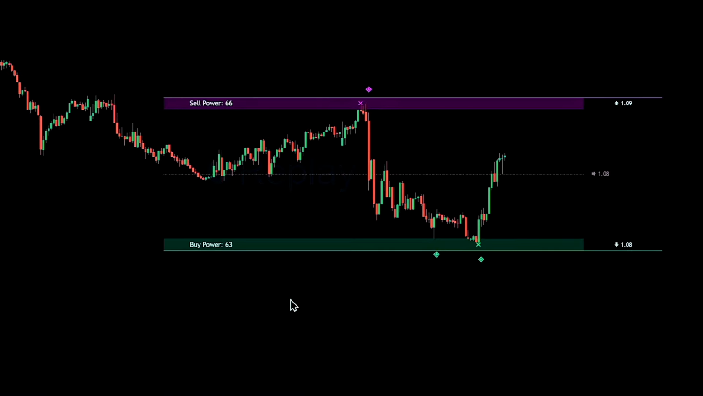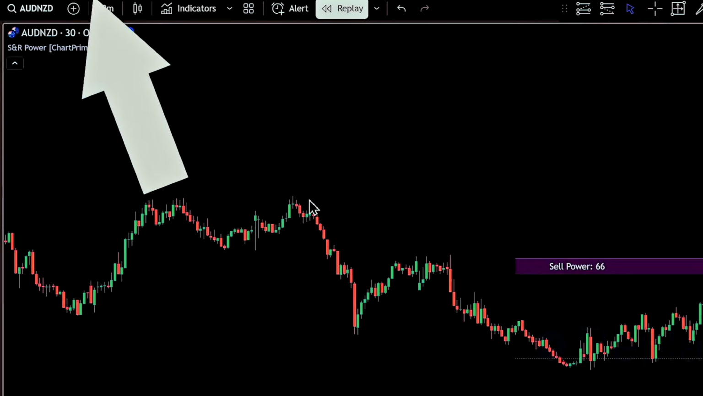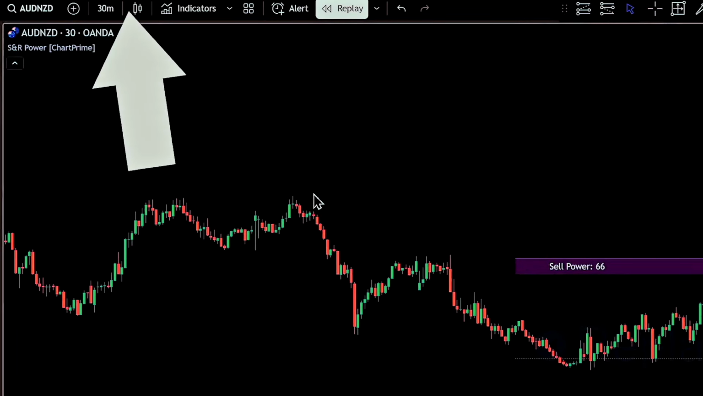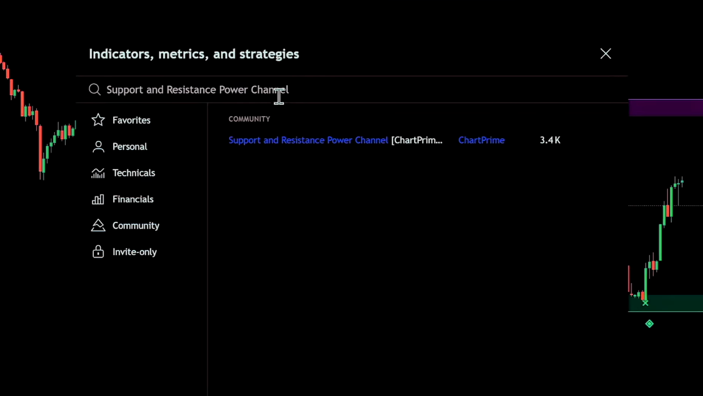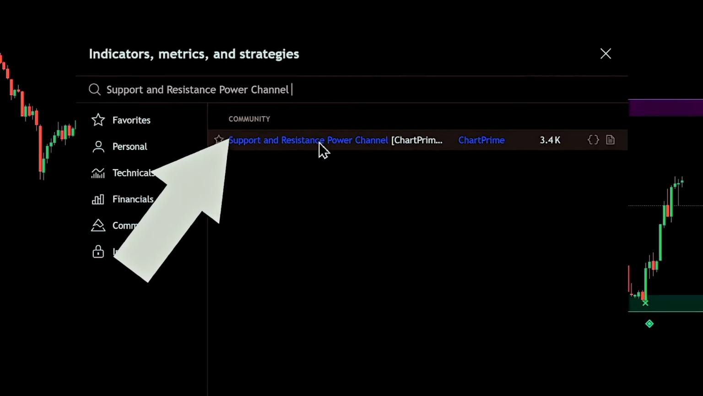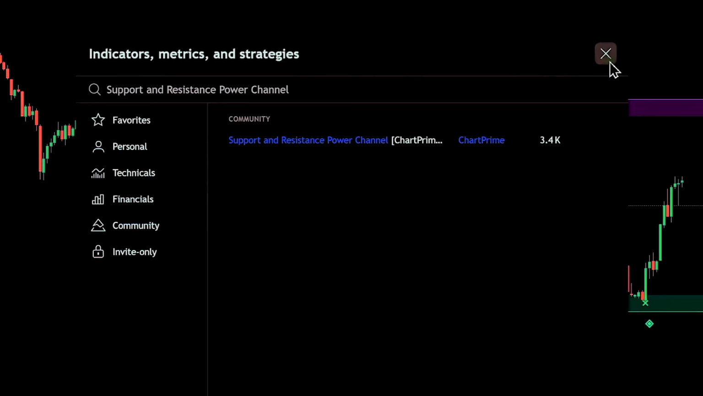To get started with this tool, head over to TradingView. That's the platform I'm always using. Open up any chart on any time frame you want. So it's pretty flexible, right? Next, click on the Indicators tab, type in Support and Resistance Power Channel, and choose the one created by ChartPrime, and add it to your chart. A big shout out to them, by the way. And now you're good to go.